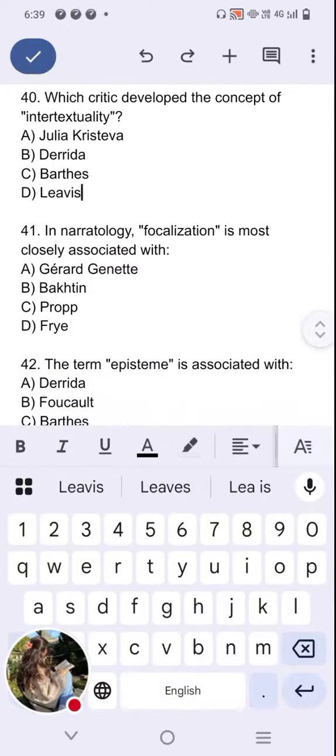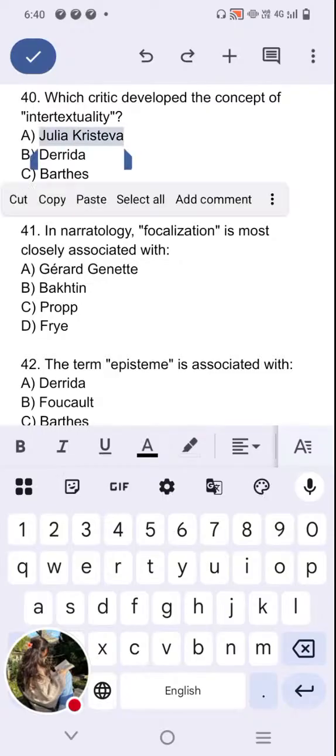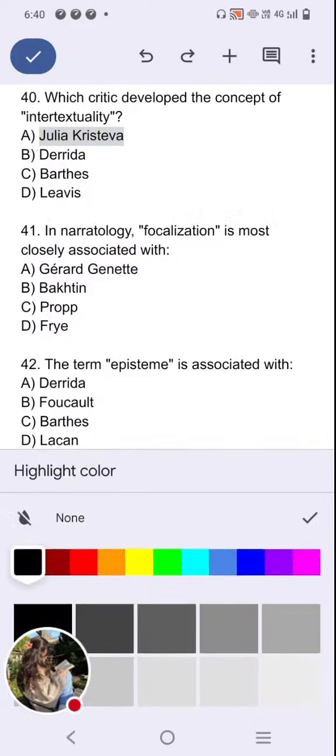Next question. Which critic developed the concept of intertextuality? Option A, Julia Kristeva. Option B, Jacques Derrida. Option C, Roland Barthes. Option D, F.R. Lewis. Who coined the concept intertextuality, a text within a text? So, for example, if I am writing a poem and I am quoting The Wasteland, that becomes intertextuality, text within a text. And the critic here is Julia Kristeva.